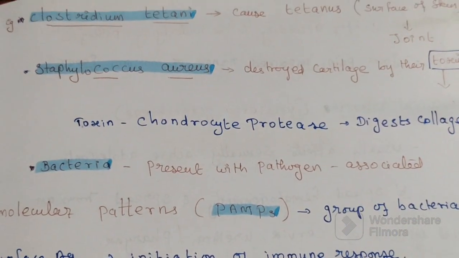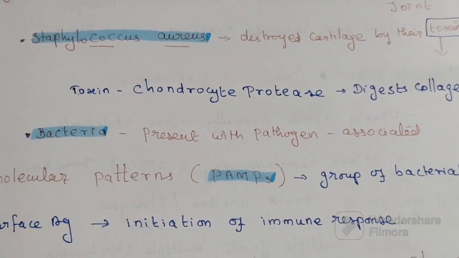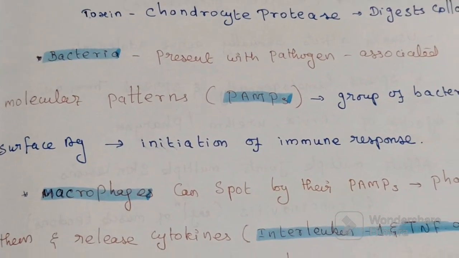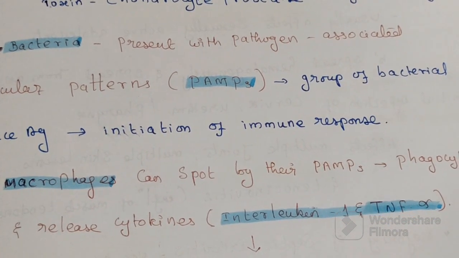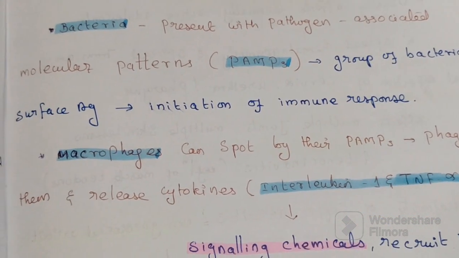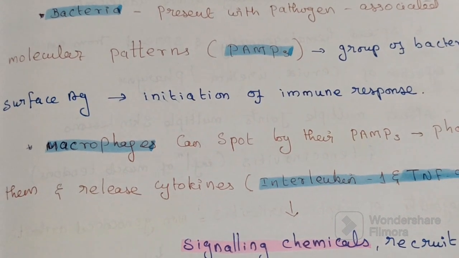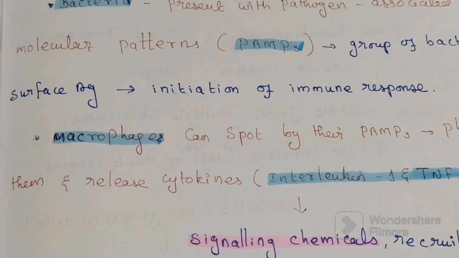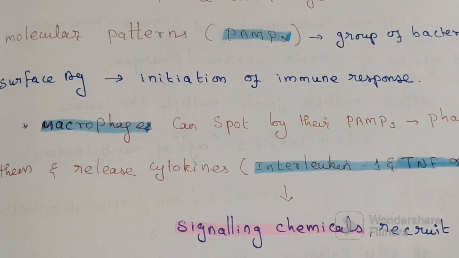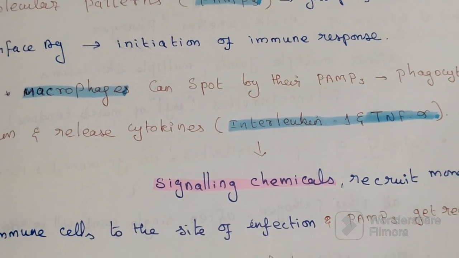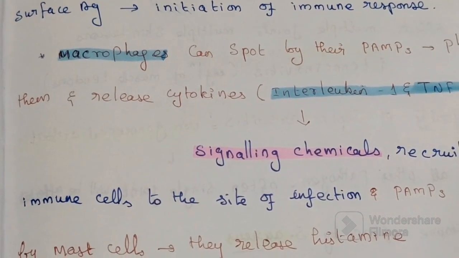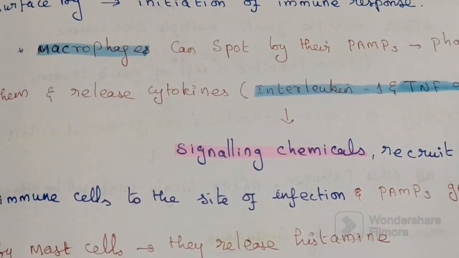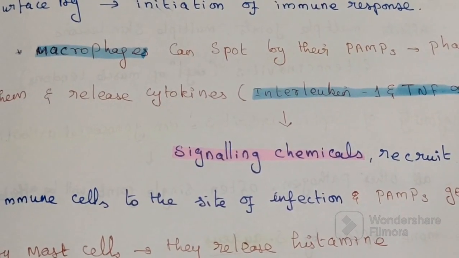So what are the bacteria? Clostridium, Staphylococcus. After that, the bacteria present the pathogen-associated molecular pattern, PAMP. It is a group of bacterial surface antigens. This will initiate, it will make our innate immune system recognize it as foreign, and as a result, initiate an immune response. After that, macrophages spot them by their PAMP, then the phagocytosis process will occur.